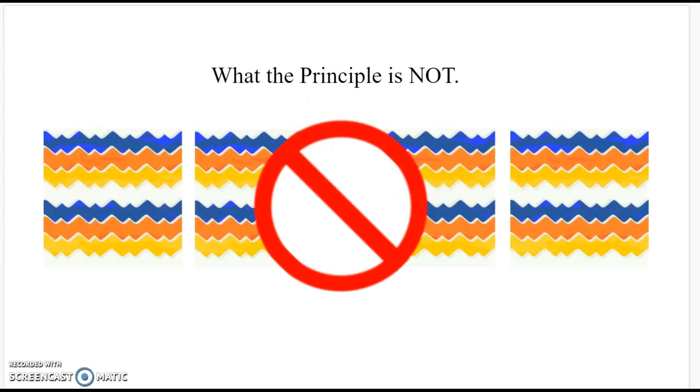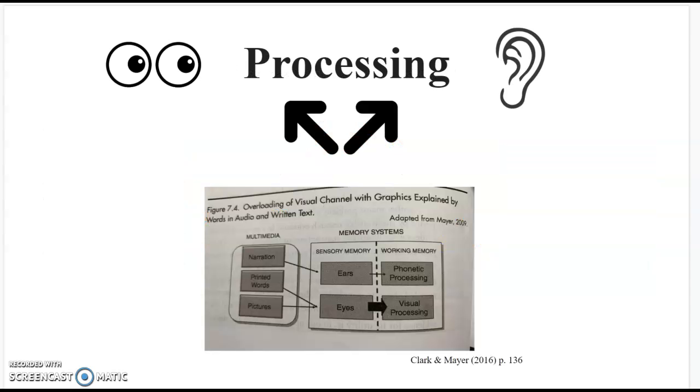What the principle is not. The redundancy principle does not mean to repeat things over and over until a student learns a concept. Clark and Mayer say that there is a common belief that some people have visual learning styles while others have auditory learning styles. It seems that words should always be presented in both spoken and printed form so learners can choose the presentation format that best matches their learning preference.